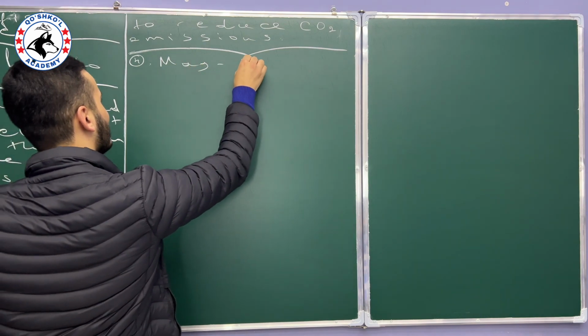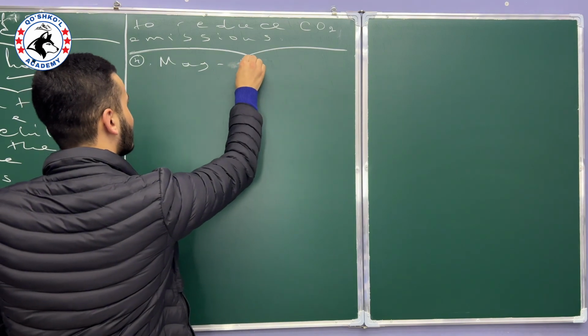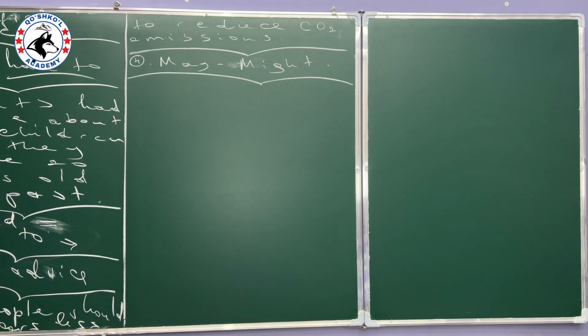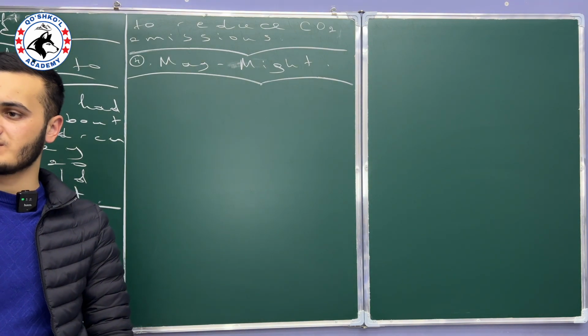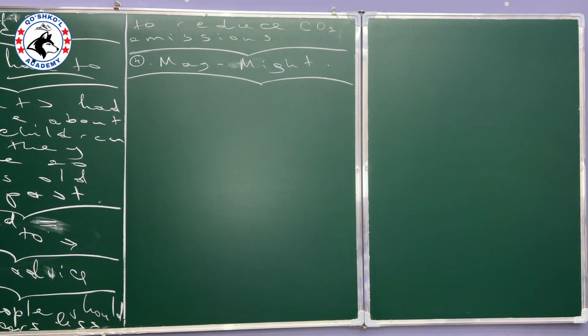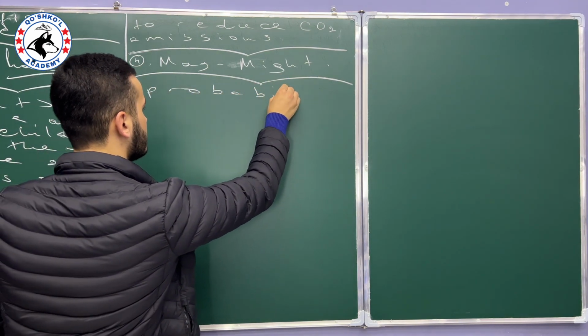May and might. These modal verbs are used for what? For permission and for probability. For two cases they can be used. The first one is permission, allowance. The second one is what? Probability. What does probability mean? Ihtimallik, yeah? Probability.